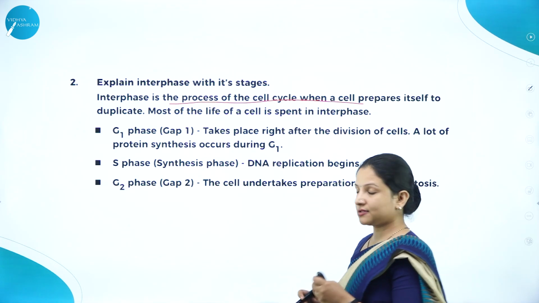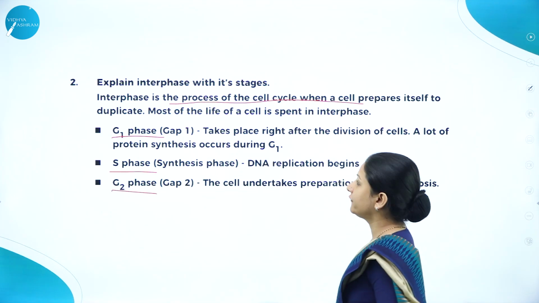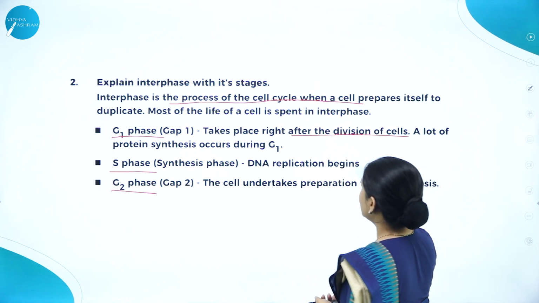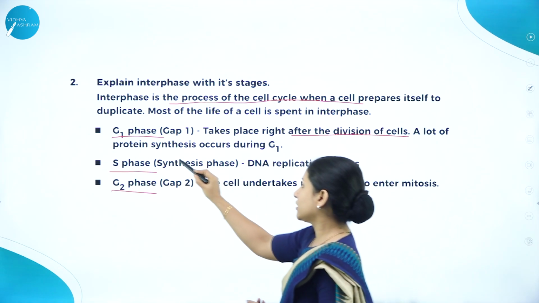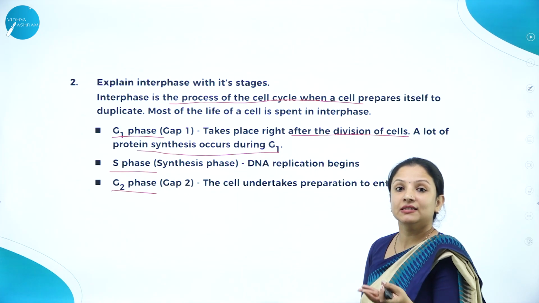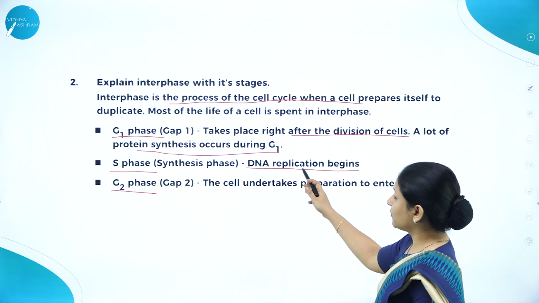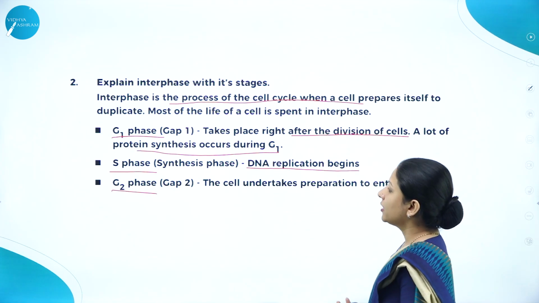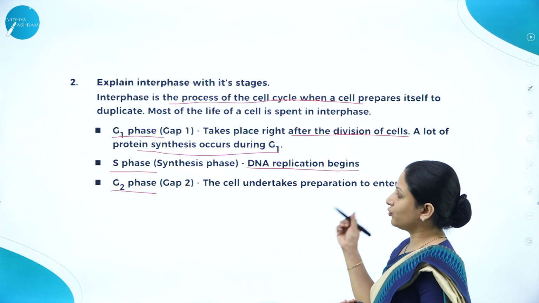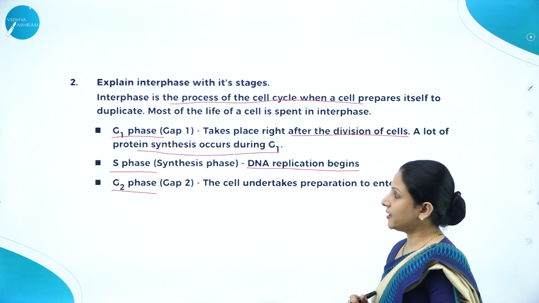So there are 3 phases involved in it: G1 phase, S phase and G2 phase. The G1 phase takes place right after the division of the cells, and a lot of protein synthesis will occur during the G1 phase. In S phase, what happens? It suggests that it is a synthesis phase. Therefore, DNA replication begins in the S phase. This is one of the very important MCQ questions. Next, in G2 phase, the cell undertakes preparation to enter into mitosis. So once G2 phase is complete, the cell enters into the mitotic phase of cell division.